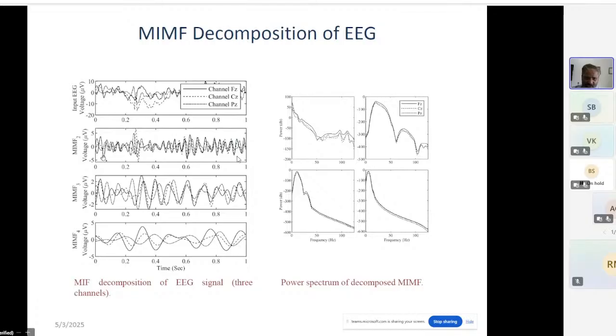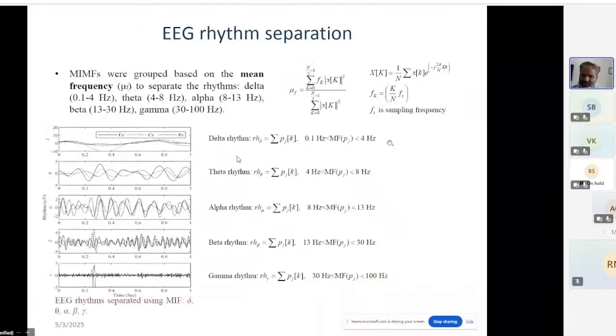Now you can see the second, third, and fourth multivariate intrinsic mode functions. They represent the same frequency component, which is clear from the power spectral density. So the mode alignment property is there. Then we compute the mean frequency, and there is a different frequency range for the theta, alpha, beta, and gamma rhythms. Based on the mean frequency, if a particular component lies between 0.1 hertz and 4 hertz, then we take that component as part of the summation.